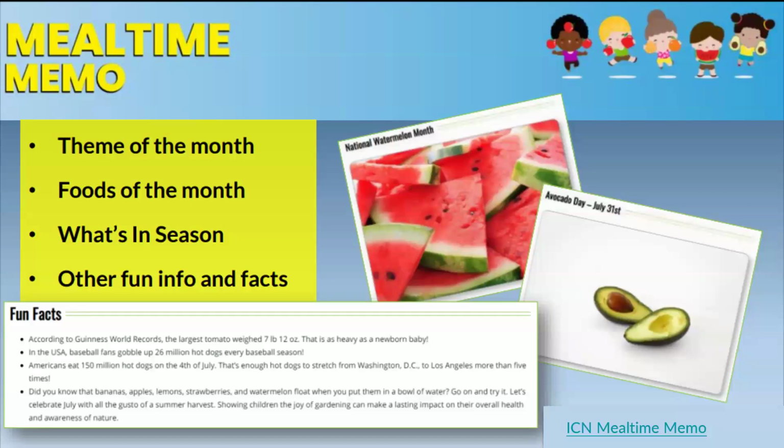The Institute of Child Nutrition, or ICN, also sends out monthly mealtime memos by email. Each month includes a message on a theme of the month and lists different foods of the month. For example, July is National Watermelon Month, and July 31st is Avocado Day. You can incorporate foods from National Food Days into menus. The memo also includes information on foods in season and other fun info and facts for kids.